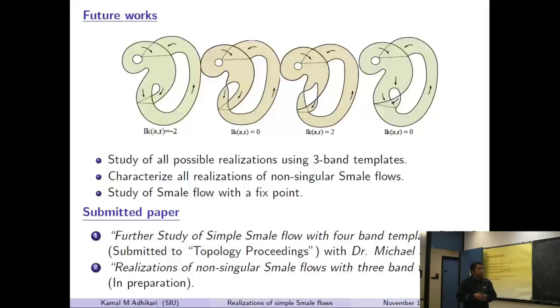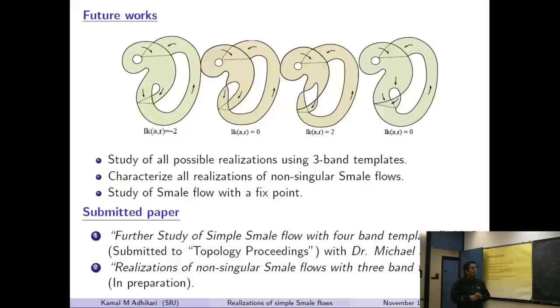And in the future, I will be studying all possible realizations of these three band templates and some other realizations of singular Smale flows, and also we study some Smale flows with some singular points, not only non-singular cases, also some singular cases. I have submitted one paper about 3 months ago, but it is still under review. We haven't got any feedback from any reviewers yet. And maybe this one will be published soon.